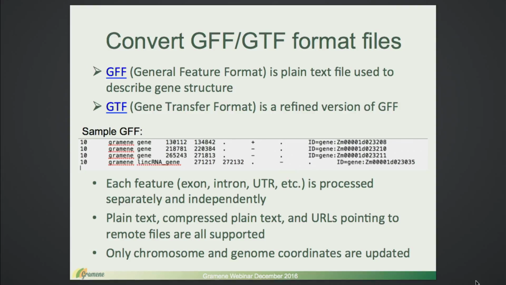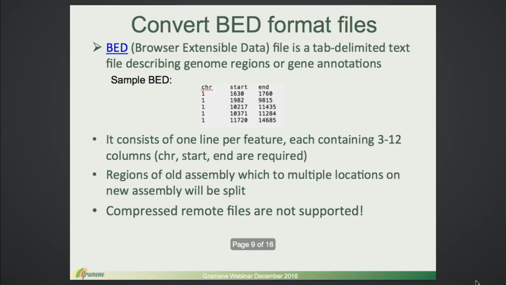CrossMap, the tool itself, will take each feature and process it separately and independently. You can bring in the GFF file as plain text, compressed plain text, or you can even use a URL. All those input types are supported. And just to note, only chromosome and genome coordinates are updated with this feature format. I'll be explaining the demo with this input.